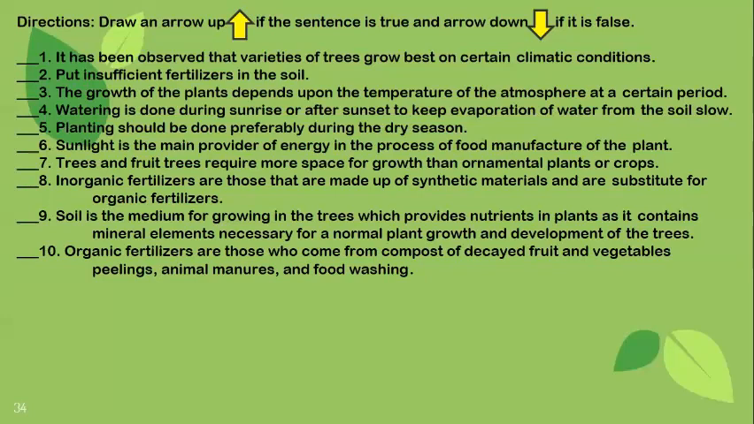8, inorganic fertilizers are those that are made up of synthetic materials and are substitute for organic fertilizers. 9, soil is the medium for growing the trees, which provides nutrients to the plants as it contains mineral elements necessary for normal plant growth and development of the trees. 10, organic fertilizers are those that come from compost of decaying fruit and vegetable peelings, animal manure, and food washing.